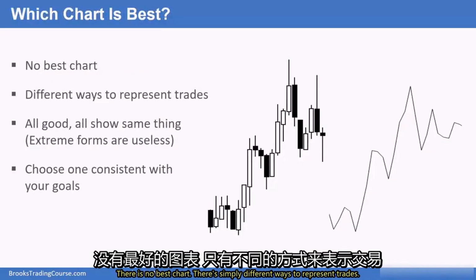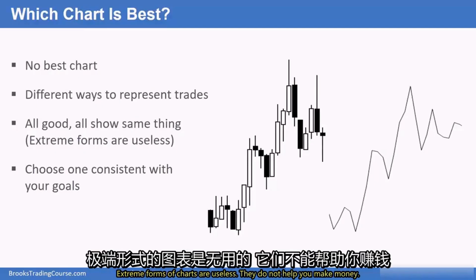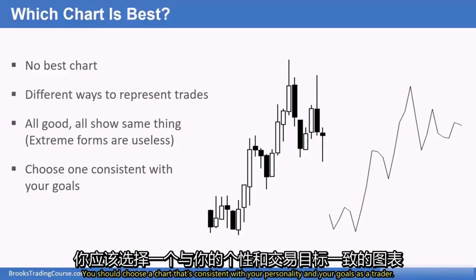There is no best chart. There's simply different ways to represent trades. All charts are good. All show the same thing. Extreme forms of charts are useless. They do not help you make money. You should choose a chart that's consistent with your personality and your goals as a trader.